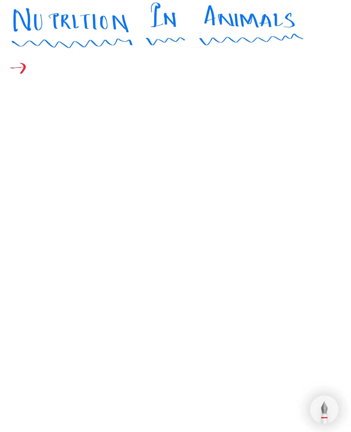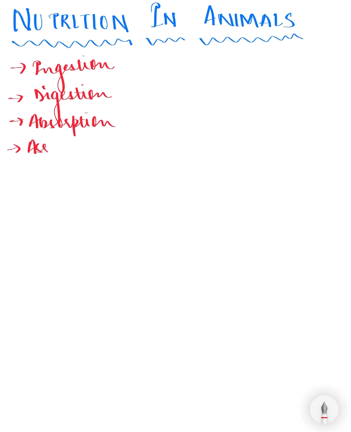In the last class we discussed that we have 5 steps of nutrition and these steps are ingestion, digestion, absorption, assimilation and egestion. In the first step, which is the ingestion, we simply take the food inside the mouth with the help of our hands. So this is all about the ingestion.